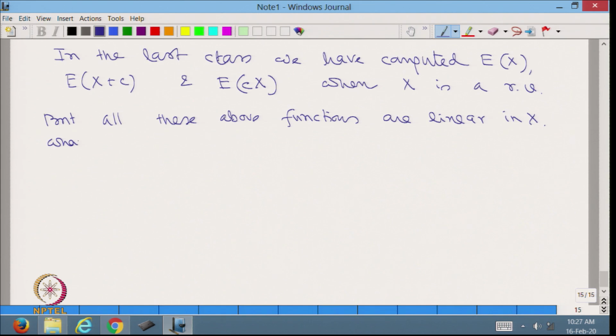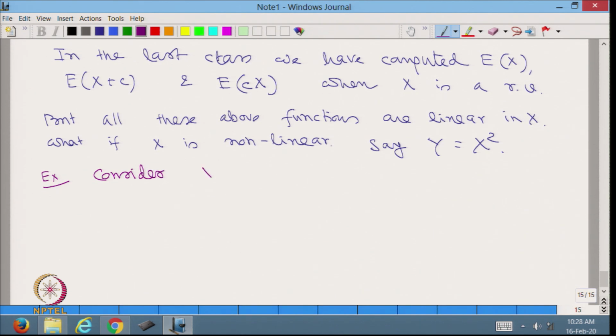What if x is nonlinear? Say y is equal to x square. Example, consider x which takes the values -2, -1, 0, 1 and 2.